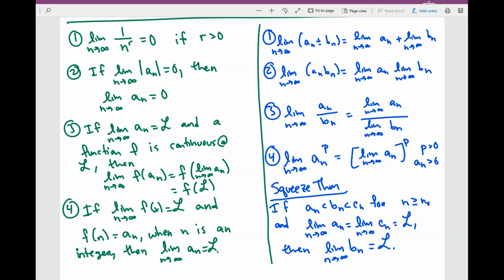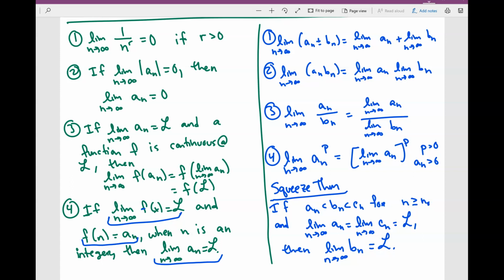This one says that if the limit as n goes to infinity of some function f of n is equal to L, and f of n is equal to a sub n when n is an integer, then the limit of a sub n equals L. Okay, so this is basically saying that I can treat functions the same as sequences. So I can apply L'Hopital's rule, I can apply anything that I want. If I can do it with a regular function, then I can do it with a regular sequence.